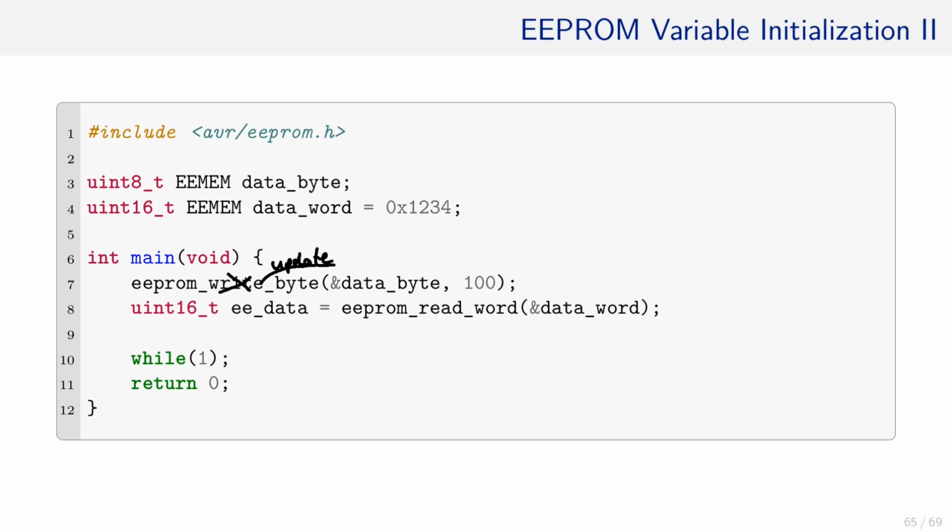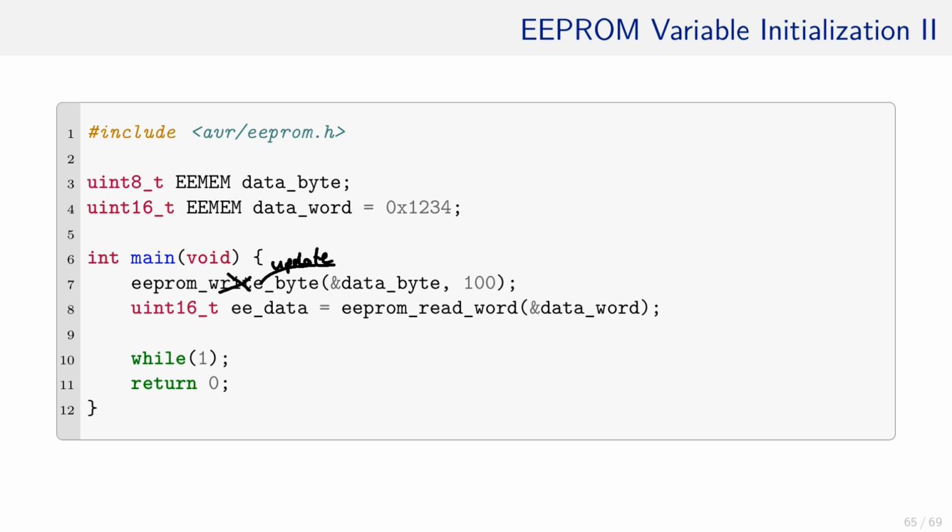The alternative and second option is to directly initialize the value as shown for the variable data_word. The compiler is then able to store those initialization values to a separate file, which then can be used to write the values to the EEPROM while writing the program to the flash memory. So no write or update functions within the program itself are required in that case.